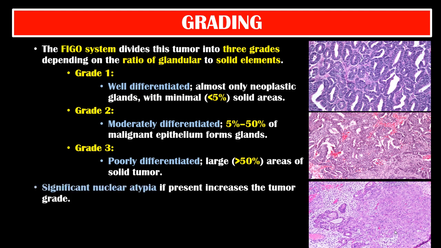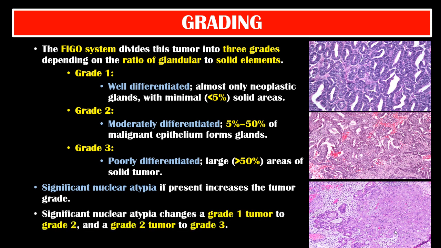Significant nuclear atypia, if present, increases the tumor grade. Significant nuclear atypia changes a grade 1 tumor to grade 2 and a grade 2 tumor to grade 3.